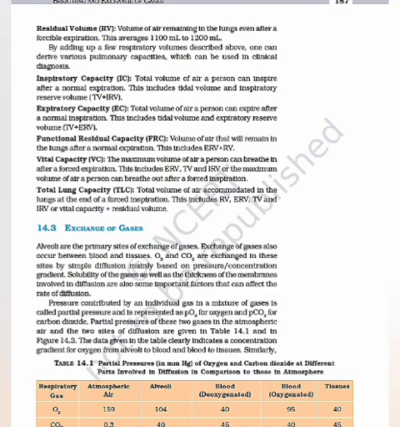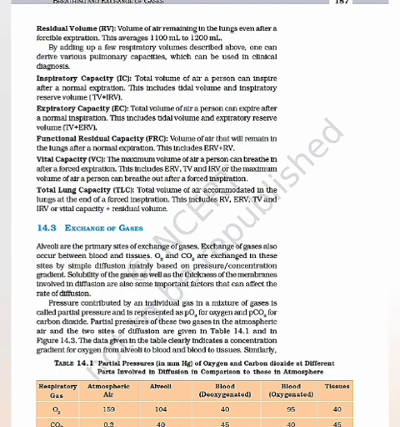Residual volume, RV. Volume of air remaining in the lungs even after a forcible expiration. This averages 1,100 to 1,200 milliliters. By adding up a few respiratory volumes described above, one can derive various pulmonary capacities which can be used in clinical diagnosis. Inspiratory capacity, IC. Total volume of air a person can inspire after a normal expiration. This includes tidal volume and inspiratory reserve volume, that is TV plus IRV.